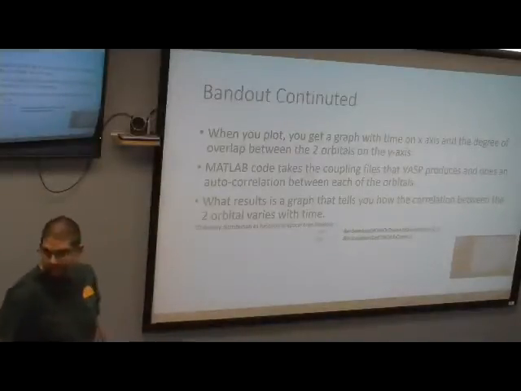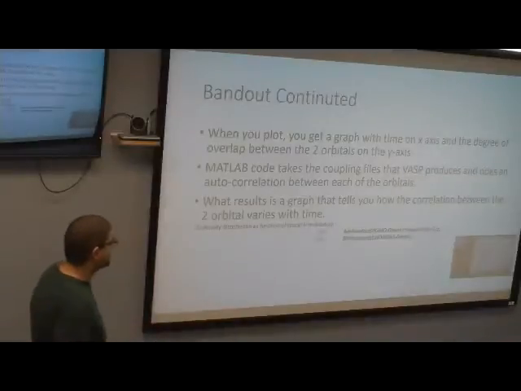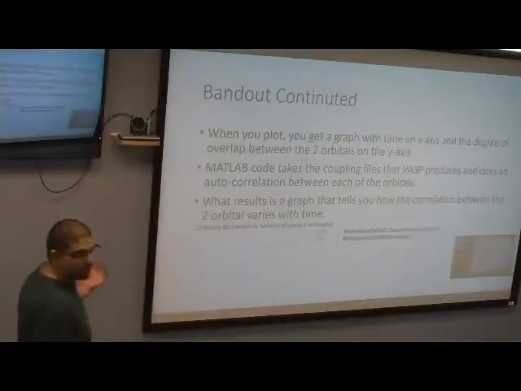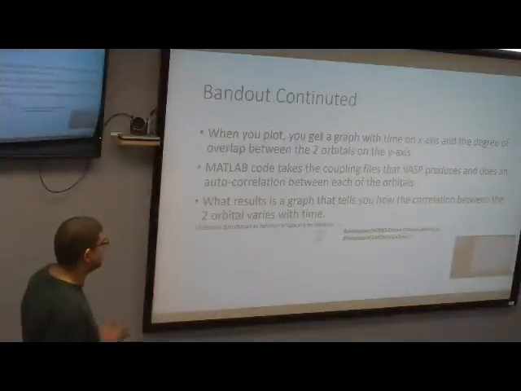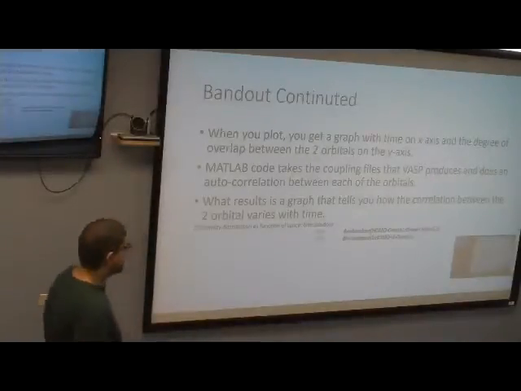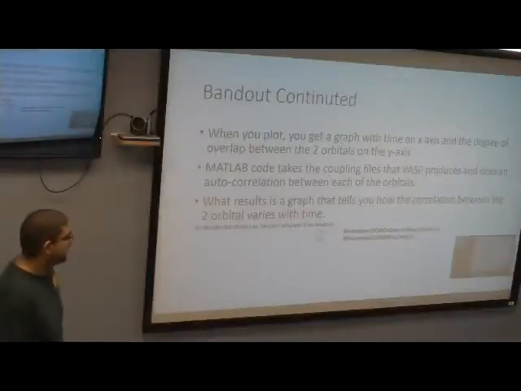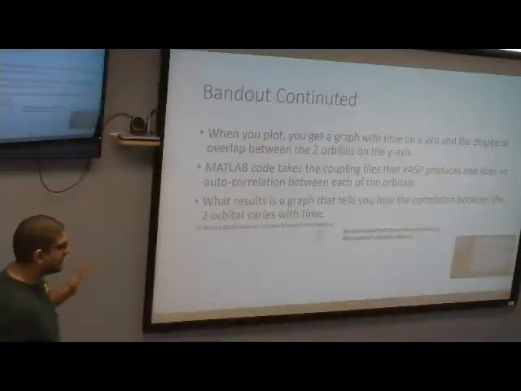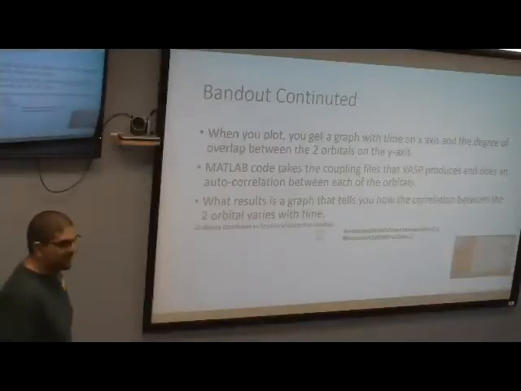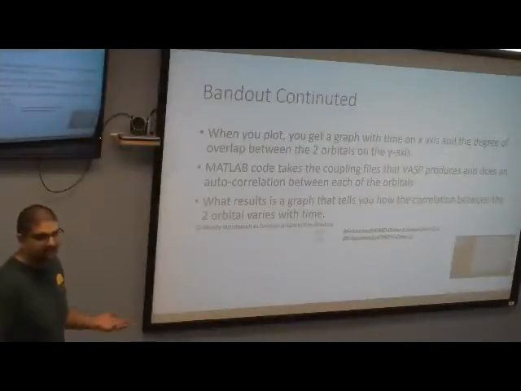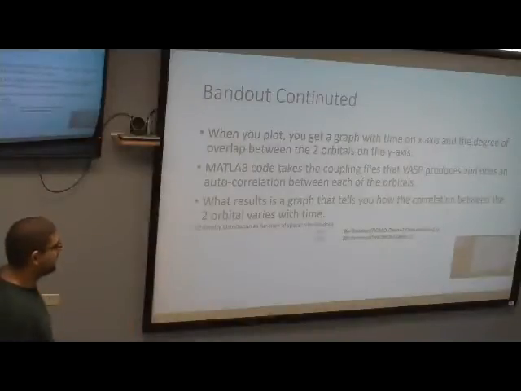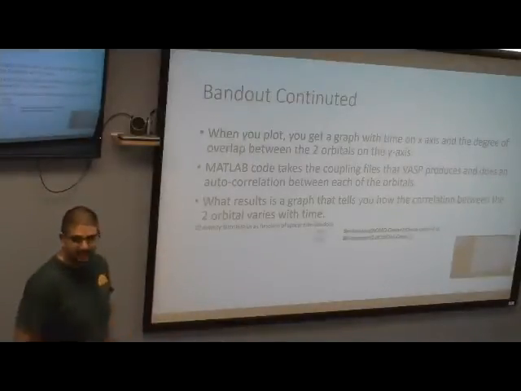Not fast. Matlab script. Oh, Matlab, my mistake. So what is happening is a graph that tells you how the correlation between the two orbitals varies in time, and right here on the bottom is the code you use to extract whatever data you need from the band out. The BH is the variable that represents the electron hole, and the BE is the actual electron.